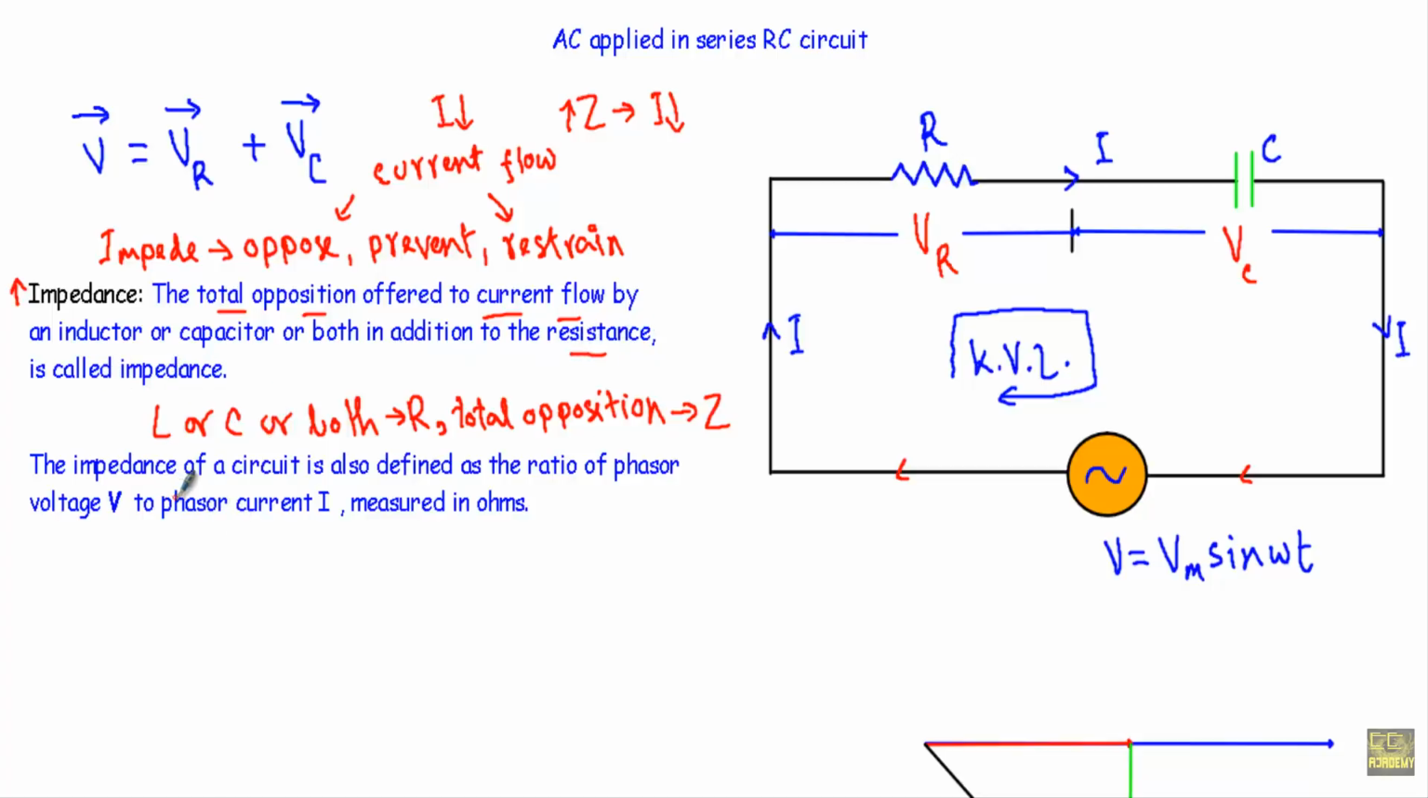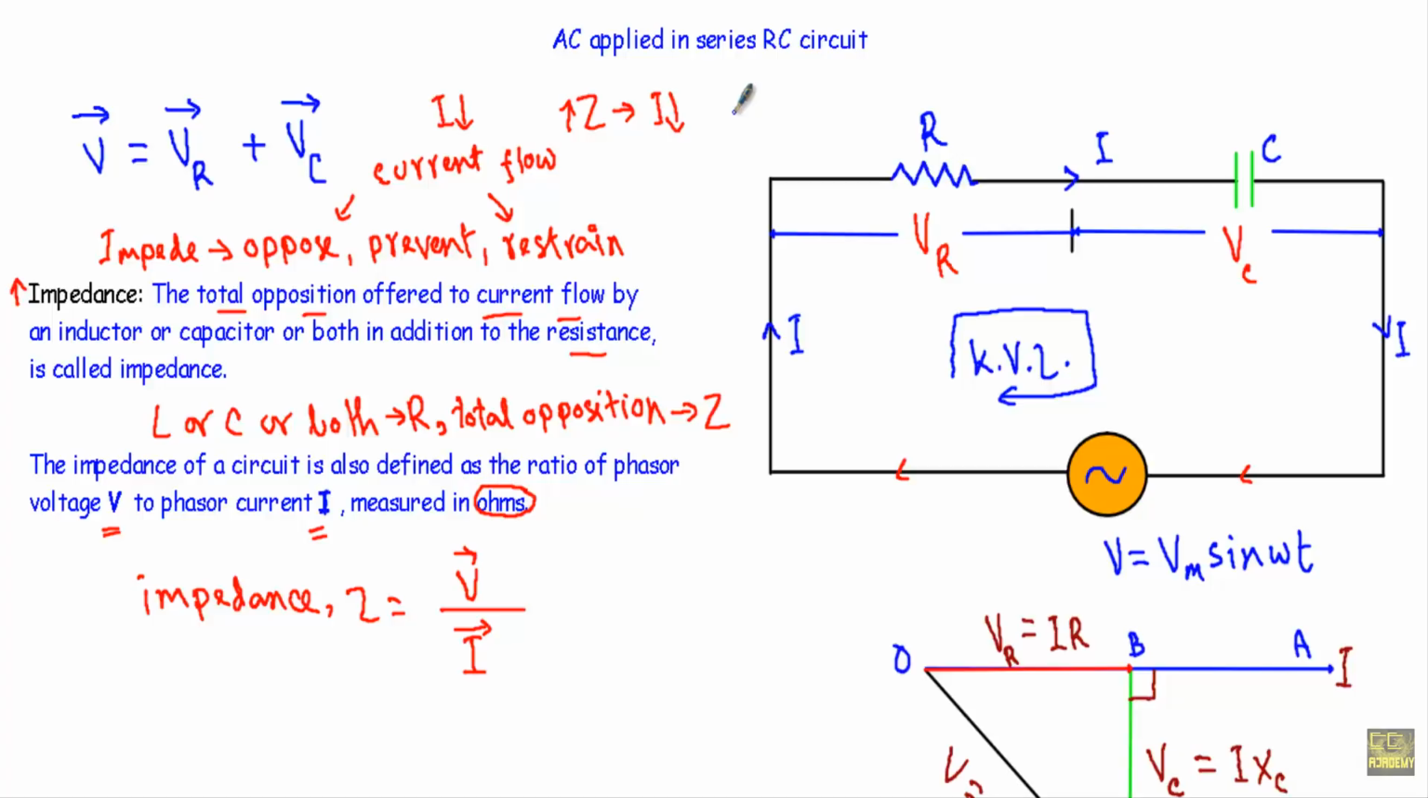We can also define the impedance of a circuit by taking the ratio of phasor voltage V and phasor current I. In this second definition, the impedance of a circuit is the ratio of phasor voltage V and phasor current I, and the unit of impedance will be ohm. Now I will show you how we calculate the impedance of this RC series circuit.